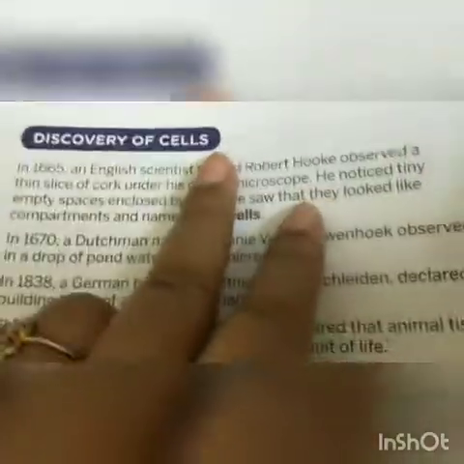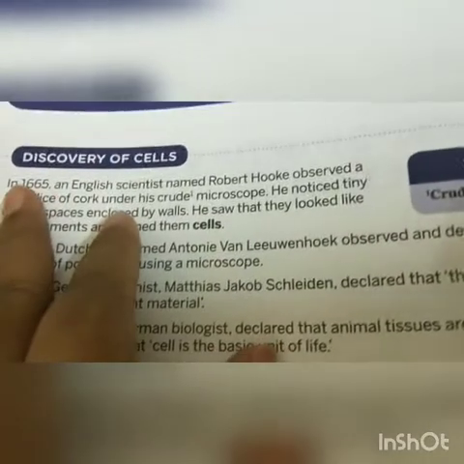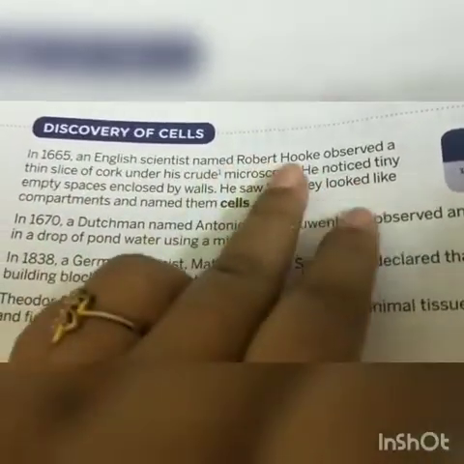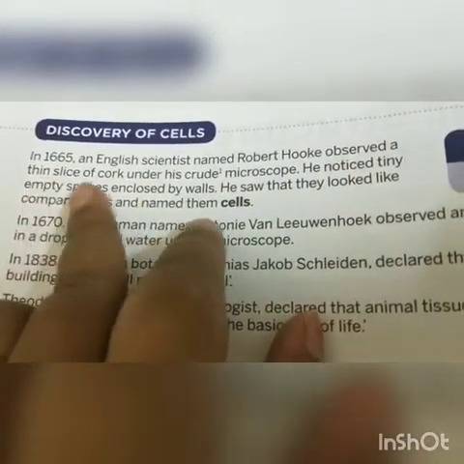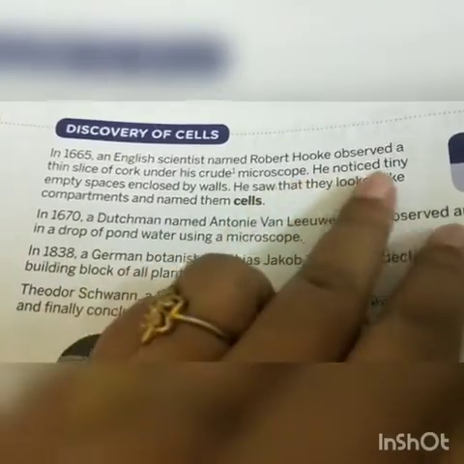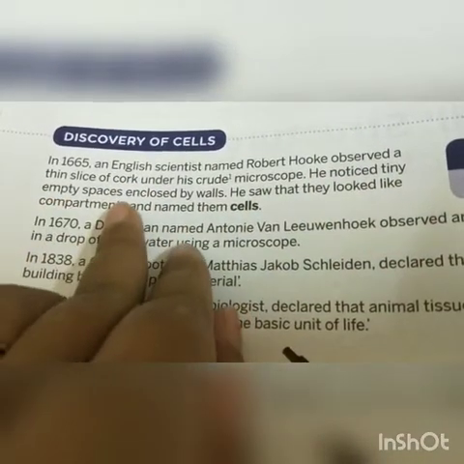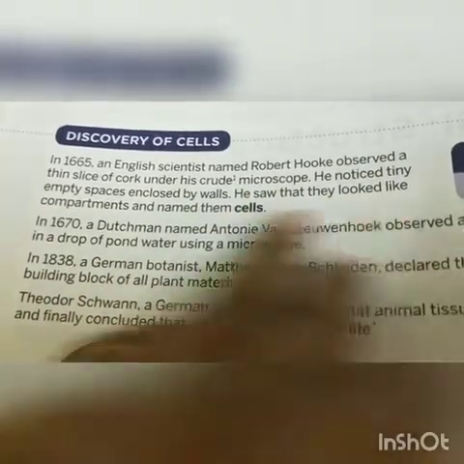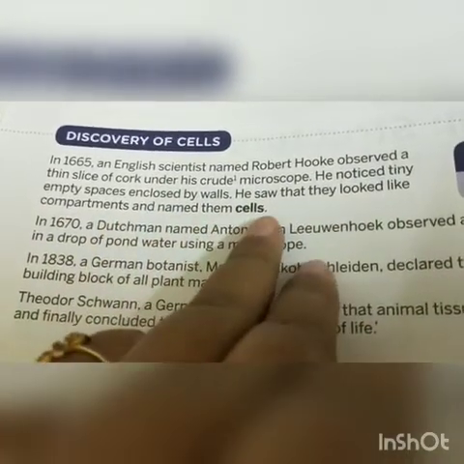At first, discovery of cells. In 1665, an English scientist named Robert Hooke observed a thin slice of cork under his crude microscope. He noticed tiny empty spaces enclosed by walls. He saw that they looked like compartments and named them cells.